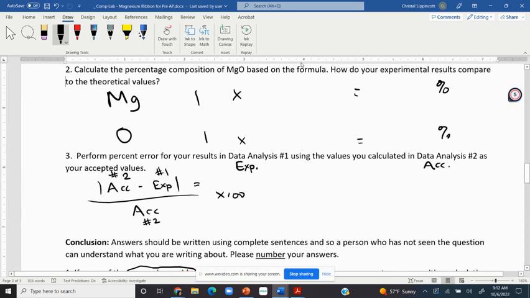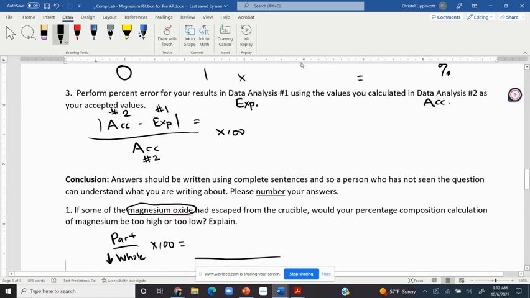For the conclusion, what does it say here? It says, we can get rid of the number part here because that was old school. Answers should be written using complete sentences, not sentence fragments, so a person who hasn't seen the question can understand what you're writing about. If you just say "it burned," they don't know what it is. I'm trying to get you guys to start writing more scientifically.